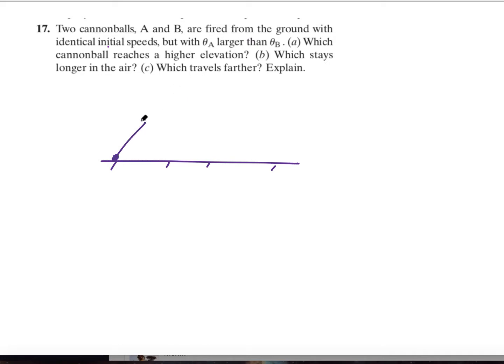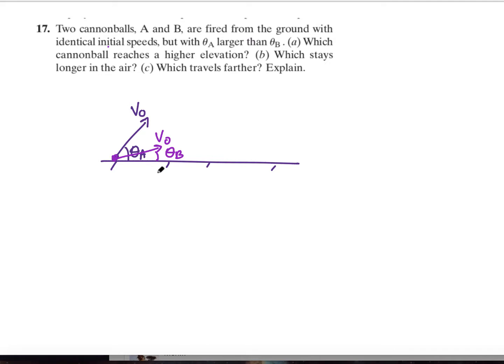So let's just really quickly draw. Here's angle A, and then we'll say over here, we'll just draw it on top, angle B. They're fired with the same speed, so we'll just call this speed V, or V naught even. And I want to know which reaches a higher elevation.